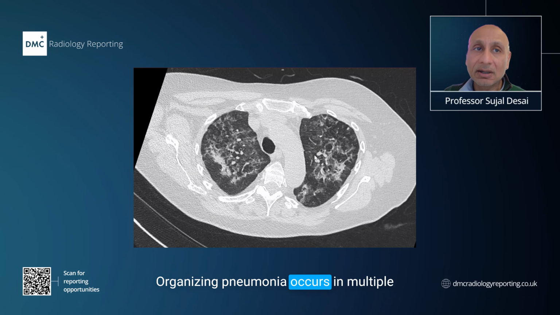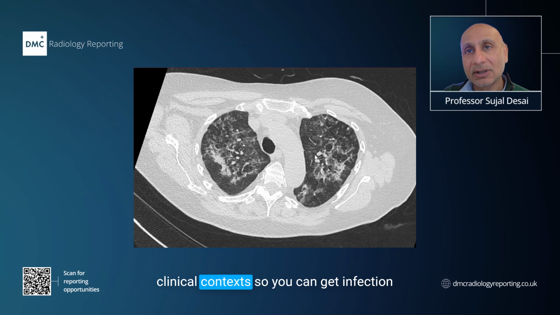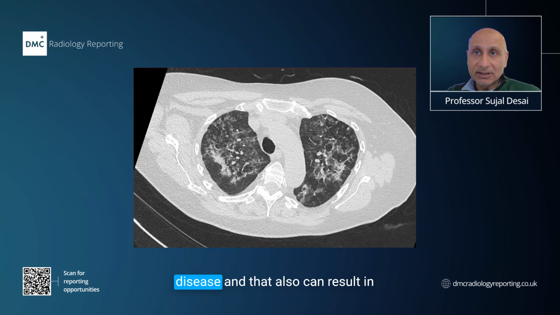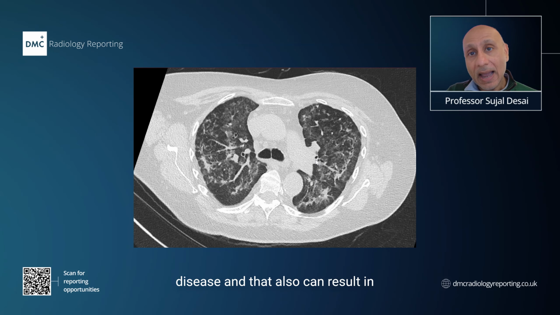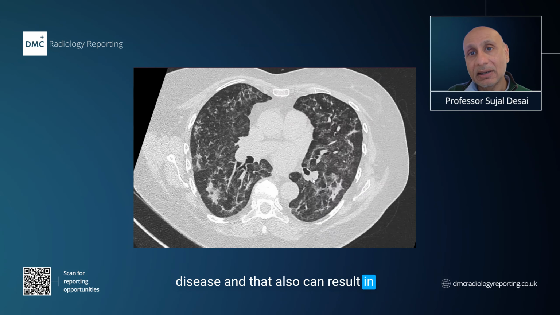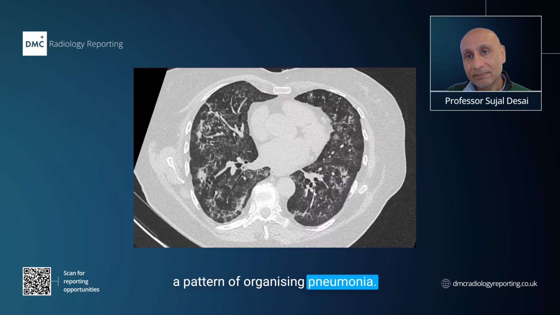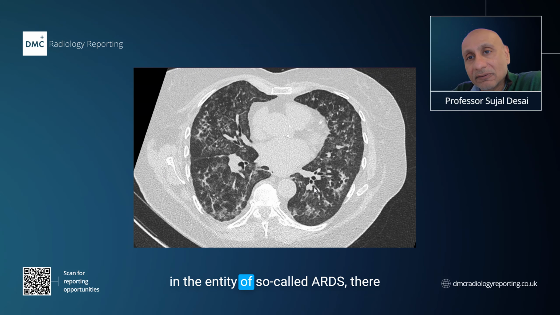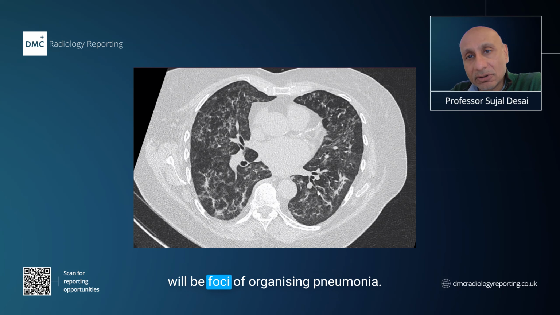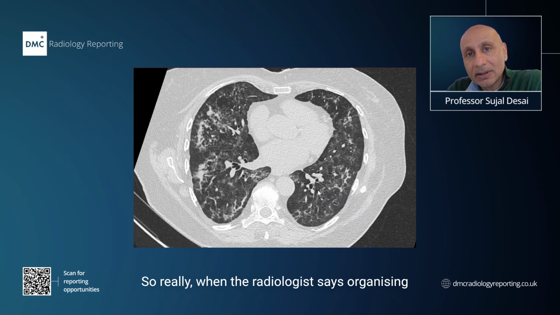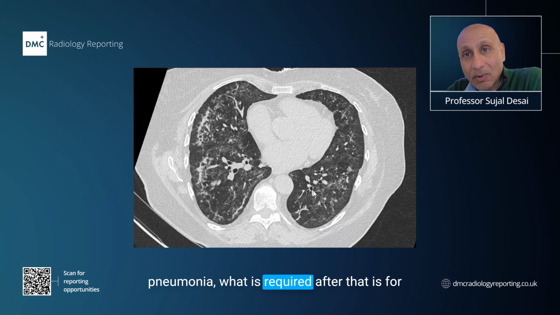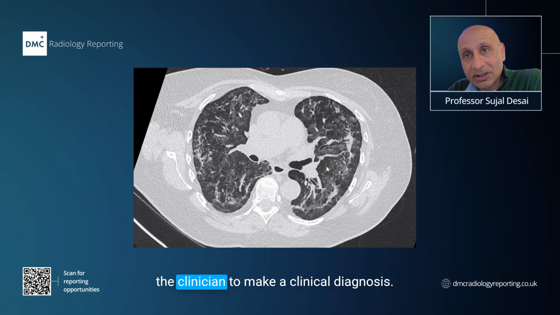Organizing pneumonia occurs in multiple clinical contexts. So you can get infection, and that can cause organizing pneumonia. You may have a connective tissue disease, and that also can result in a pattern of organizing pneumonia. In patients who have diffuse lung injury in the entity of so-called ARDS, there will be foci of organizing pneumonia. So really, when the radiologist says organizing pneumonia, what is required after that is for the clinician to make a clinical diagnosis.